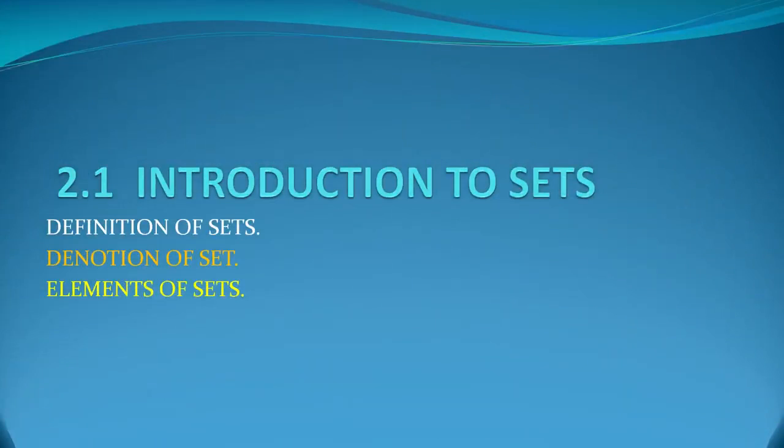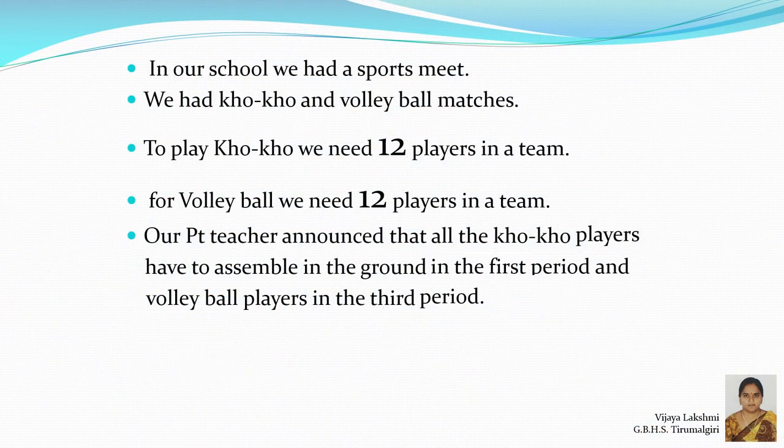Today, we are going to see what are sets, how does a set be denoted, and what are the elements of the set. This is a really good chapter where we enjoy doing them. Now, let us talk about some sports. To play Kho-Kho, we need 12 players in a team. And for volleyball also we need 12 players in a team.